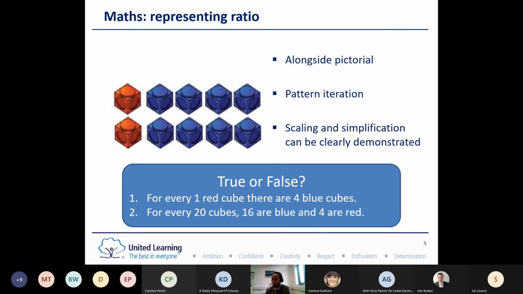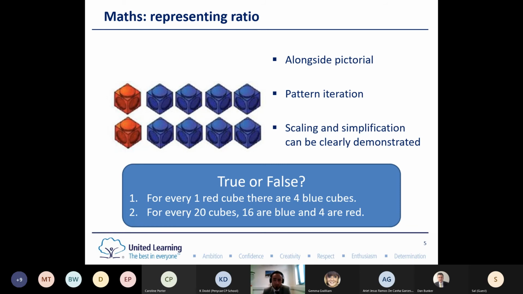Okay, the second example that I want to think about is representing ratio. Representing ratio is something that I found when teaching Key Stage 2 produces all kinds of conceptual as well as procedural errors. And so it's really important to be able to use manipulatives to show what's going on when we're talking about a given ratio.